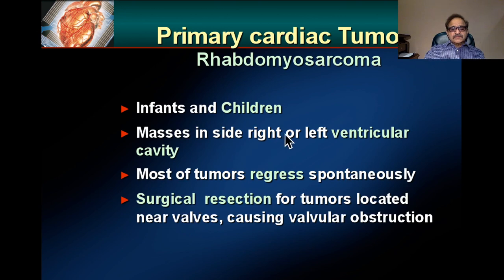Rhabdomyosarcoma is a disease of infants and children, and they appear as masses in the right and left ventricular cavities. It is a cardiac tumor of the muscle, and if you serially follow these tumors, they regress spontaneously and don't need any surgical intervention. However, surgical intervention may be necessary in cardiac myxomas which are close to the valves and are causing valvular obstruction.